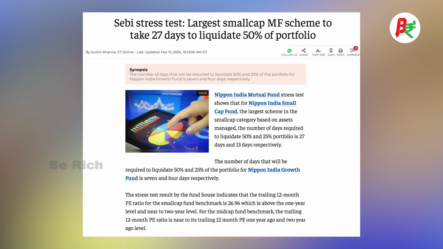As promised, me and Arun plan to talk about stress test today. I have seen an article from a newspaper. It says SEBI stress test, largest small cap mutual fund scheme to take 27 days to liquidate 50% of its portfolio. So what basically is a stress test?